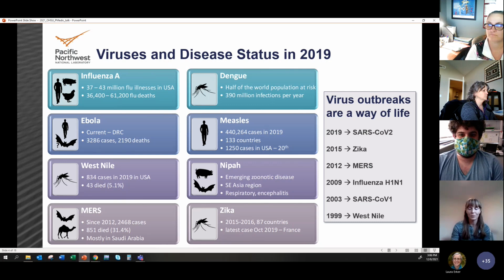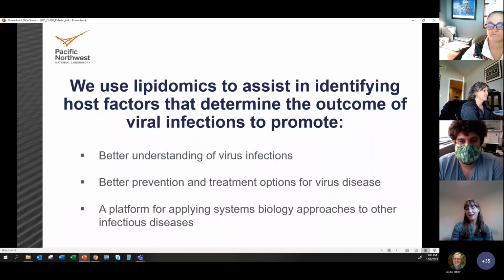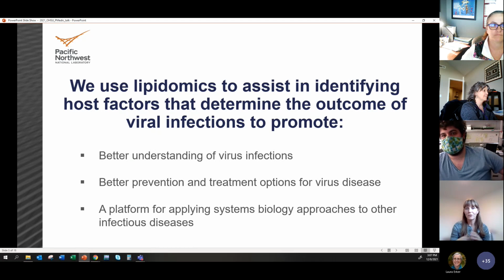So what can we learn? How can we continue to improve and understand host response and come up with therapies that can help minimize the impact of these infections? So lipidomics, how can lipidomics help us understand what's going on? We use lipidomics to help us understand identifying host factors that can help determine outcome, and also to enable us to better understand what's going on during the virus infection, including the host response. Are there any potential ways that we can improve prevention or identify treatment options?